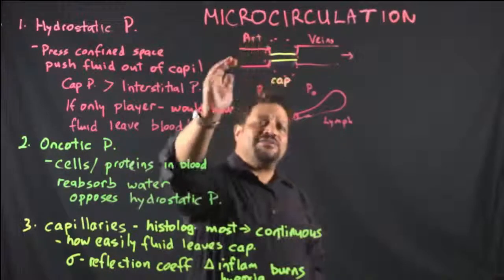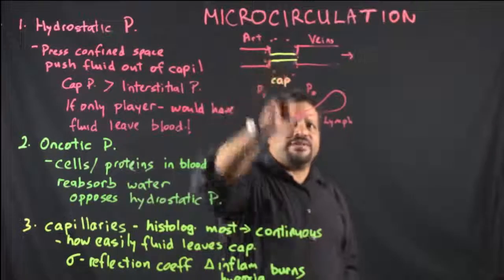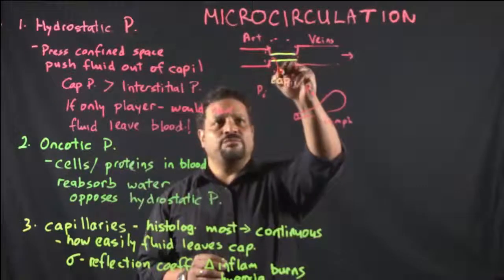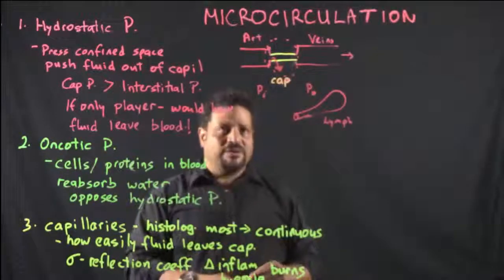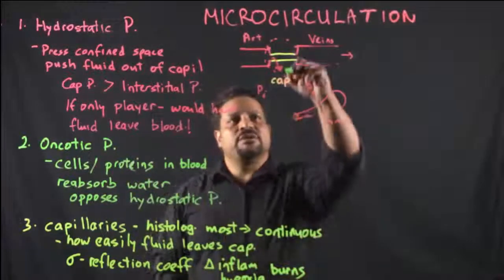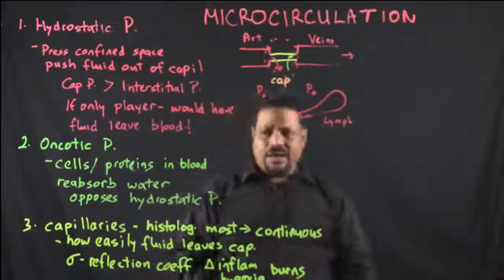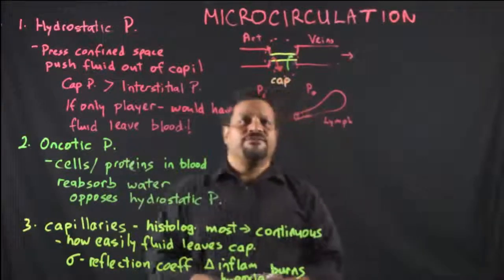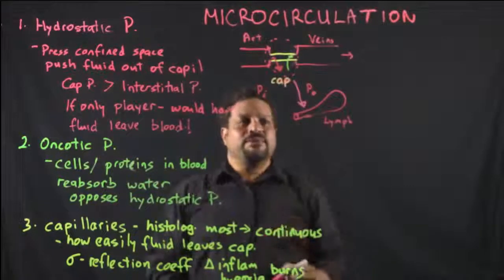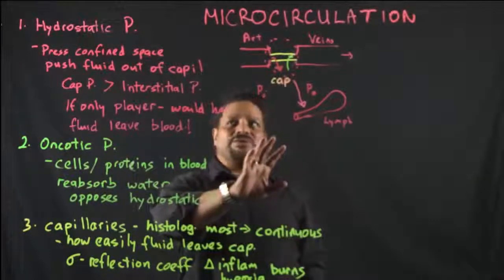So we have a hydrostatic pressure that is pushing blood out of the capillaries. Hydrostatic pressure will push fluid out of those capillaries. And then we'll have oncotic pressure that reabsorbs that fluid from the capillaries. And then there's a small amount of fluid that is not reabsorbed, and that small amount of fluid is taken up by the lymphatics. So essentially we have four different players that we're talking about here.